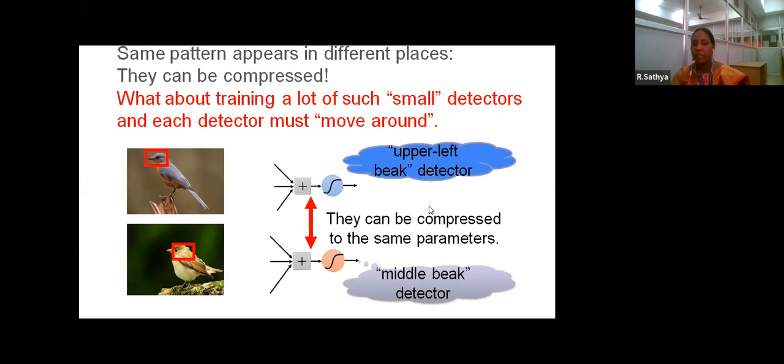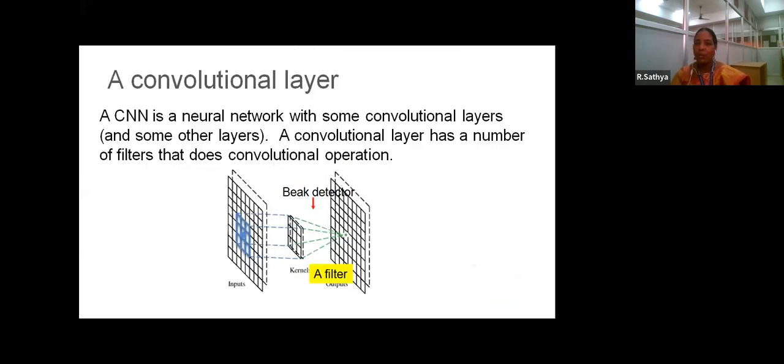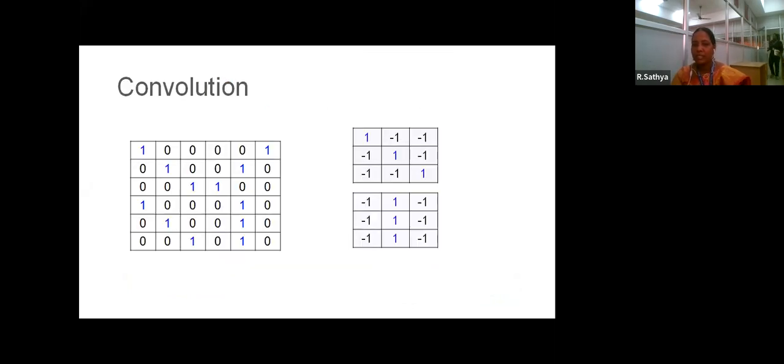I just want to get the beak of a bird. What I do is I feed the input to the convolution layers, and I just apply some filter. You may be asking, what is a filter, ma'am? Are you following?